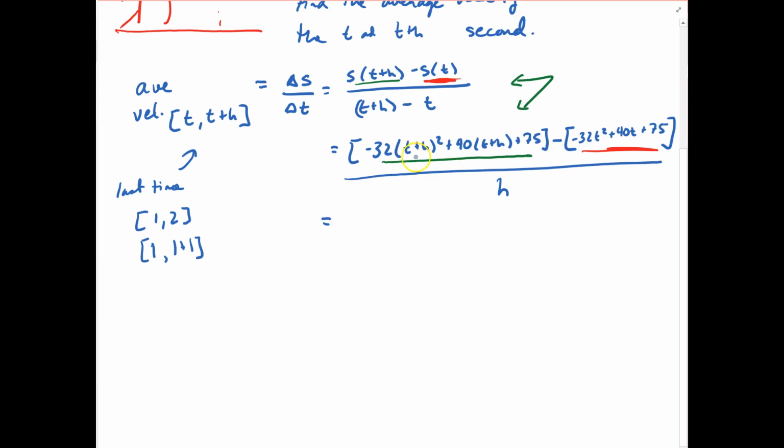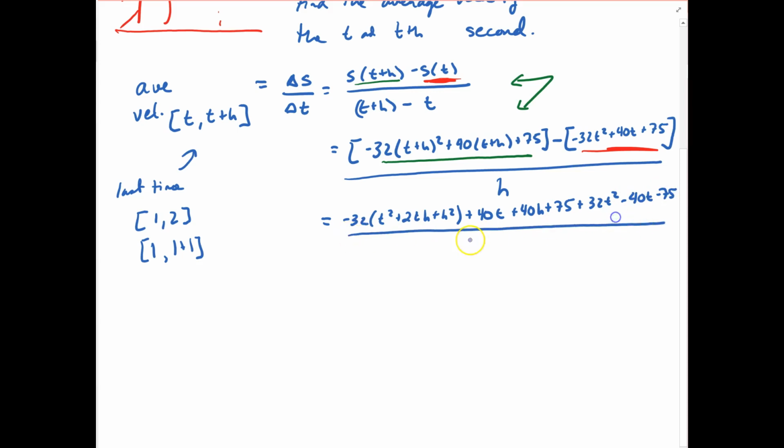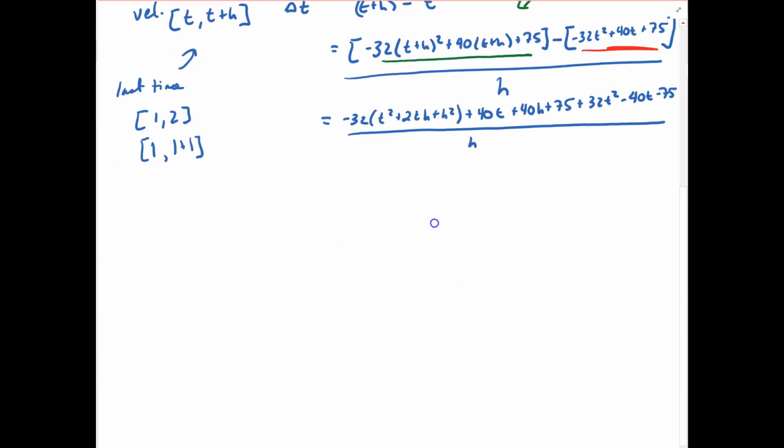So I'm going to FOIL this out, so we get negative 32 times t squared plus 2th plus h squared. And here I'll go ahead and distribute this, so we get plus 40t plus 40h plus 75. And then I'll distribute this negative sign to all of these terms. Make sure you distribute to all of them. So we get plus 32t squared minus 40t minus 75. And this is now all over h, or still all over h.